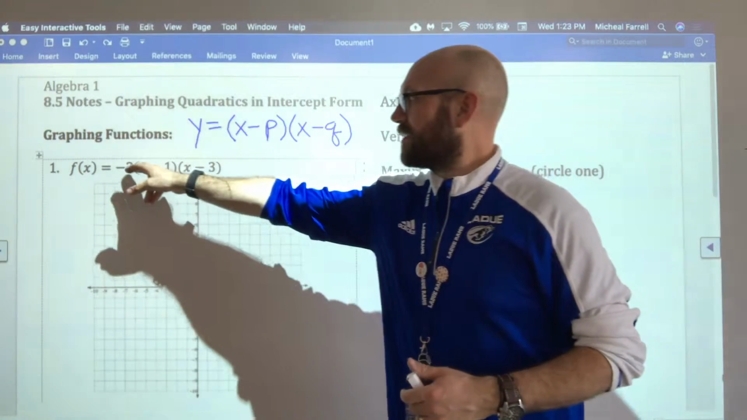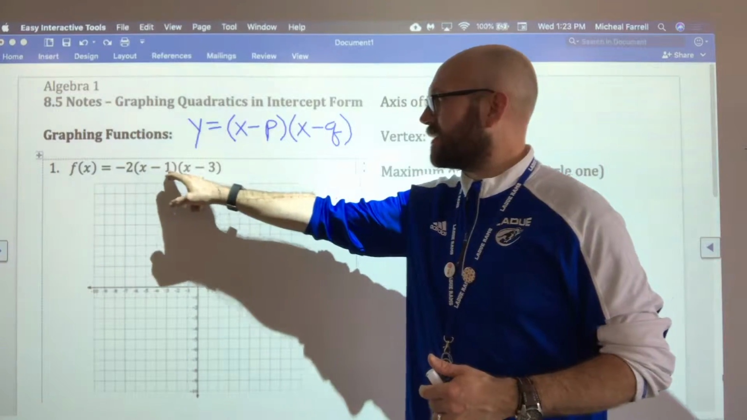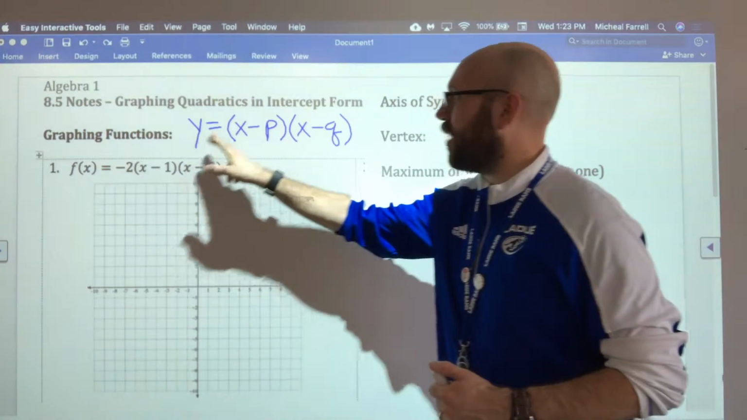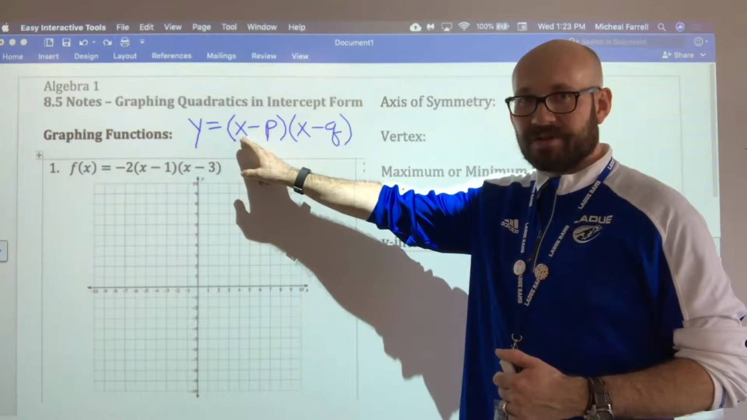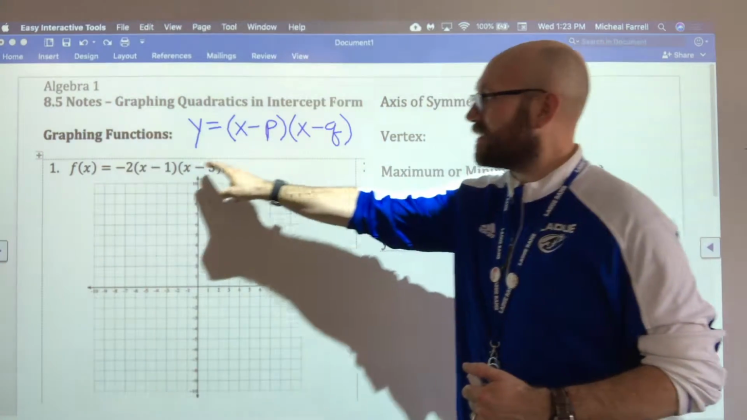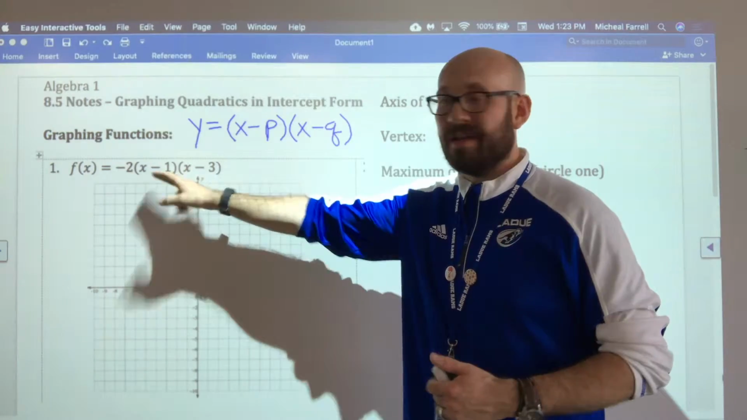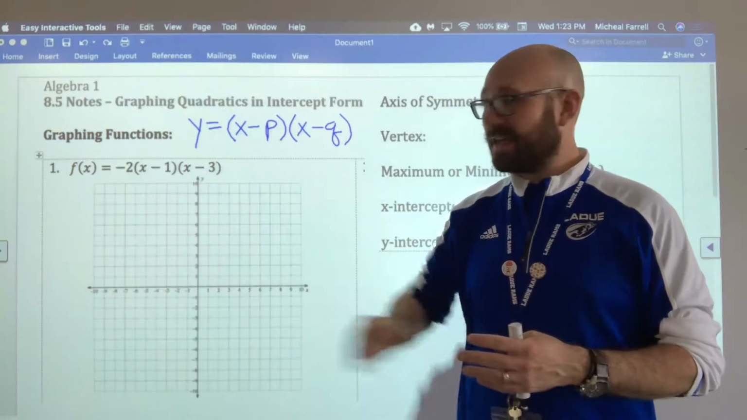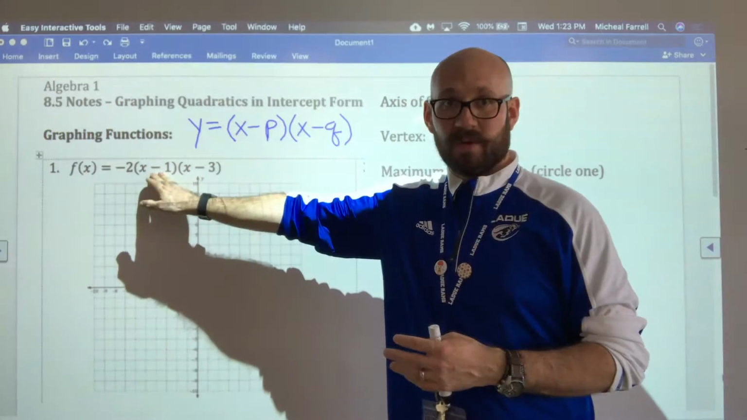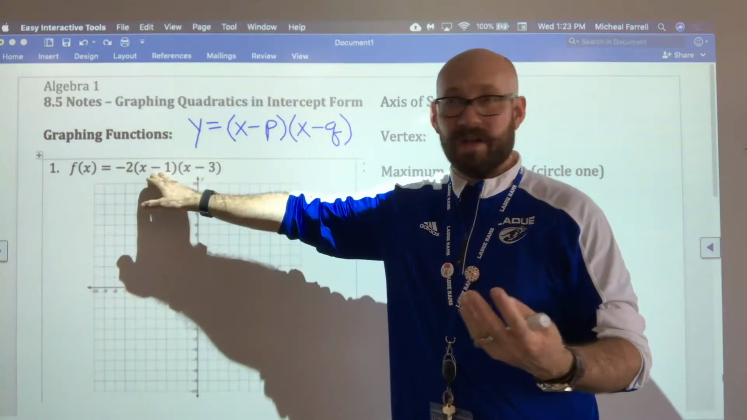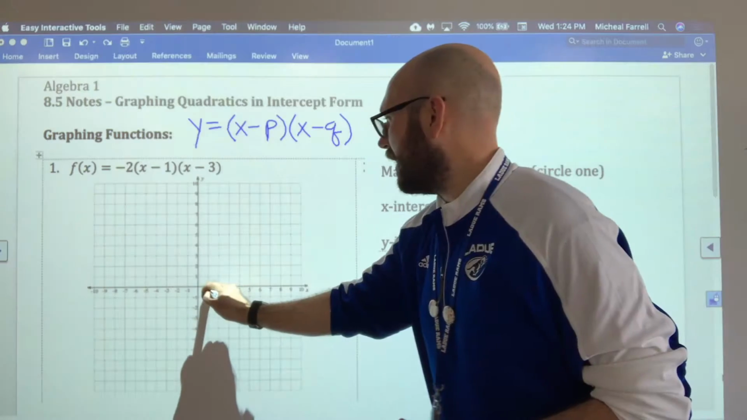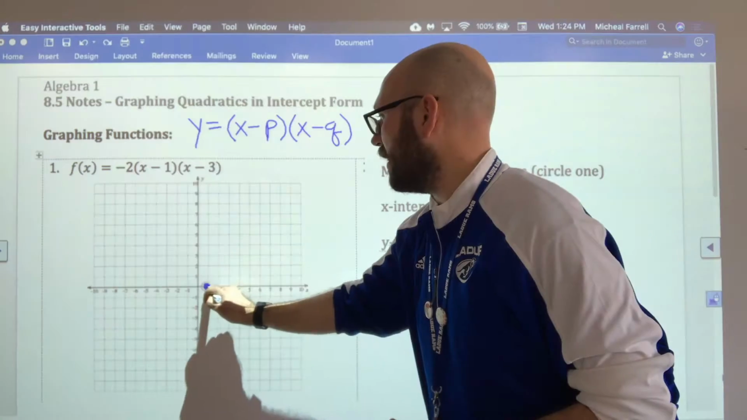So here's where we're going to begin. We have f of x equals -2 times x minus 1 times x minus 3. I'm going to look at this x minus 1 and watch how it matches the form of the intercept form, x minus p. In this case, the value of p is 1. Also, I can think through it this way. What value of x is going to make just these parentheses equal 0? That's going to be a 1. If I plug in 1, I get a 1. So what I'm going to do is go ahead and plot an intercept at x equals 1.